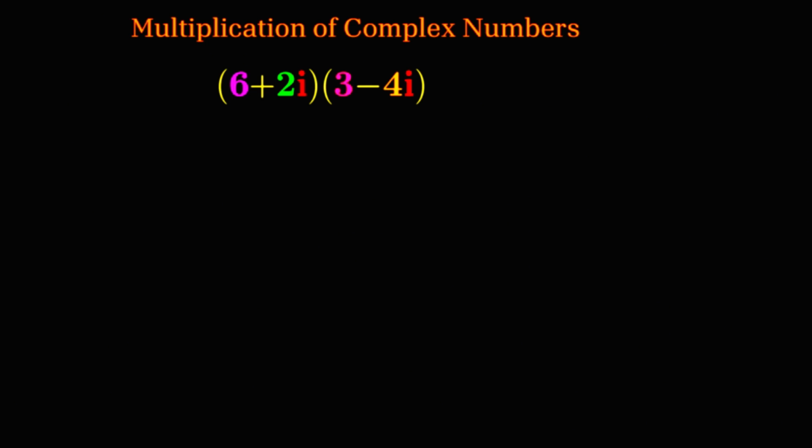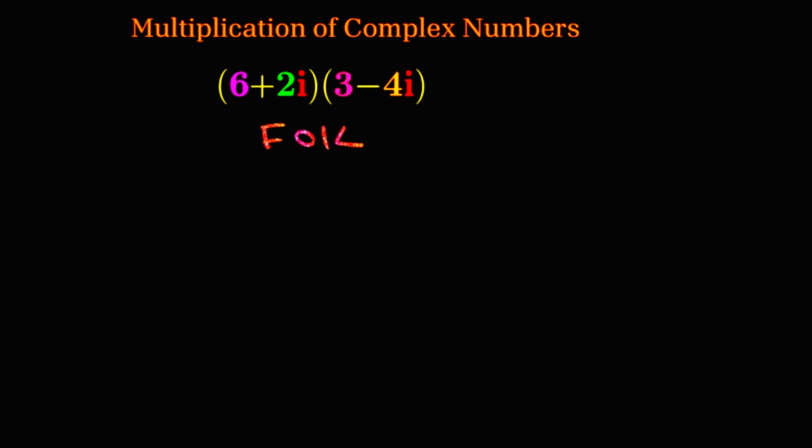This video focuses on how to multiply complex numbers. So you have two numbers, that is 6 plus 2i and 3 minus 4i. So to multiply this, we can open these brackets manually, or we could use FOIL. So let us just use FOIL.